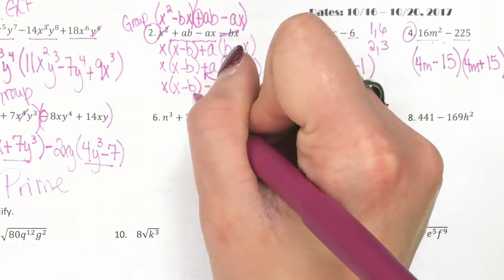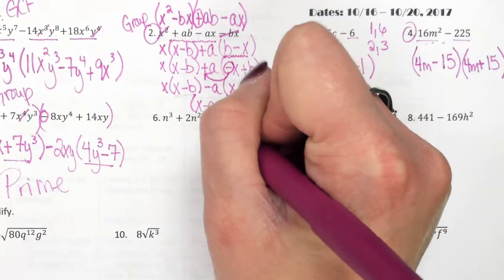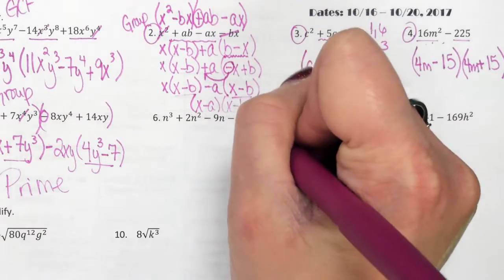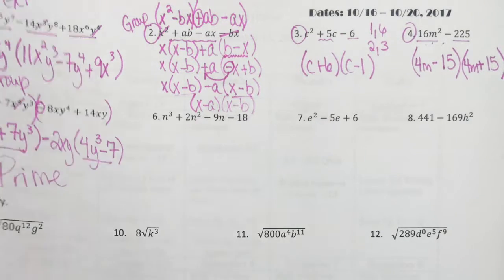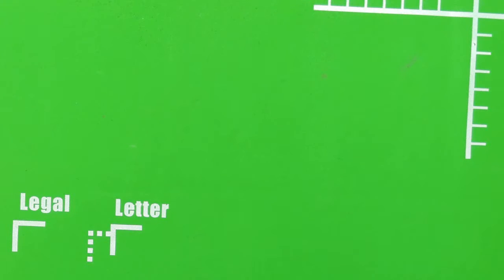Alright, so what would I write? X minus A and X minus B. Perfect. Very, very good. Alright, go ahead and put that up real quick. And let's grab our ACT from yesterday. Let's go over those two problems.